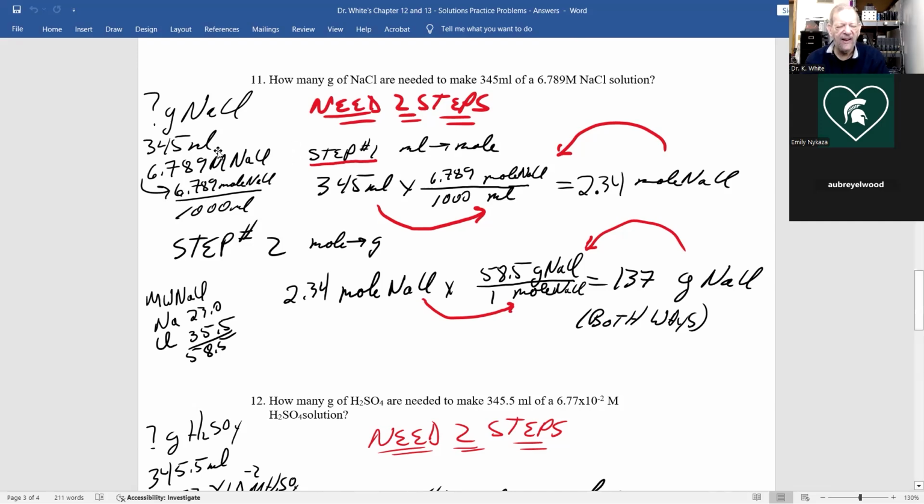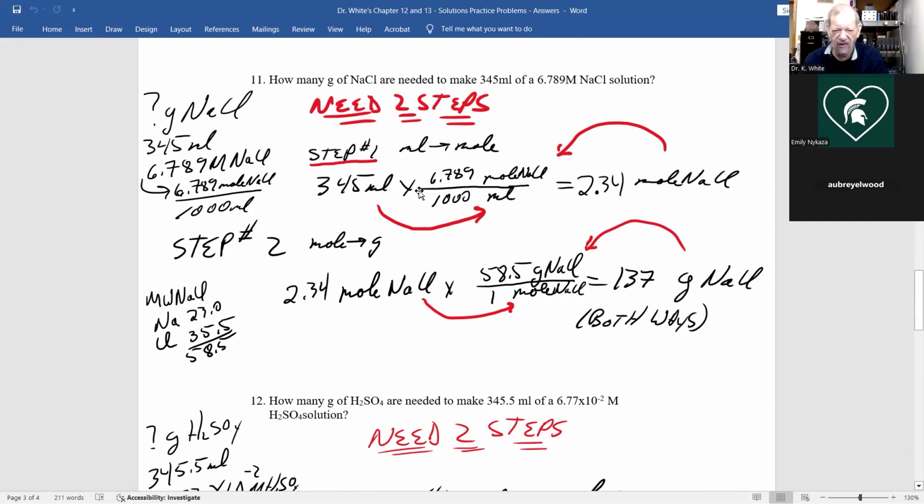So how can I go from milliliters to grams in one step? You can't. You need 2 steps. And as I just showed you, the first step is you go milliliters to moles. Here I have milliliters. I want to go to moles. Eventually I'll get grams, but now sodium chloride.